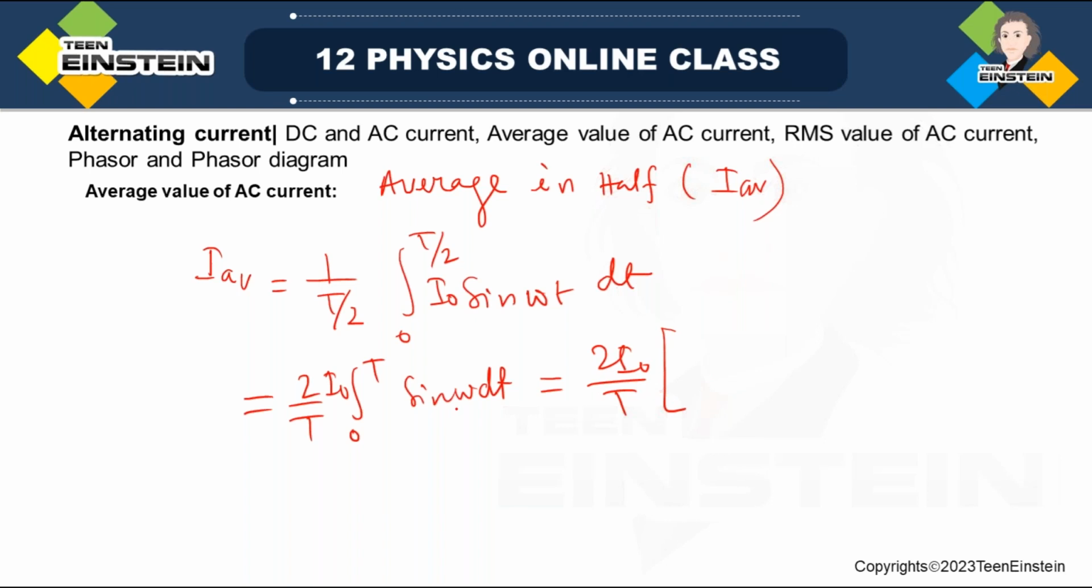So what will be there? Here omega will come, and it will be cos of omega t with the minus sign. I'll make the limits like this. For the upper limit, cos of 0 means 1, so 2I0 by omega, and omega t is 2 pi, as you have seen. T means 2 pi by omega, so omega into t means 2 pi.